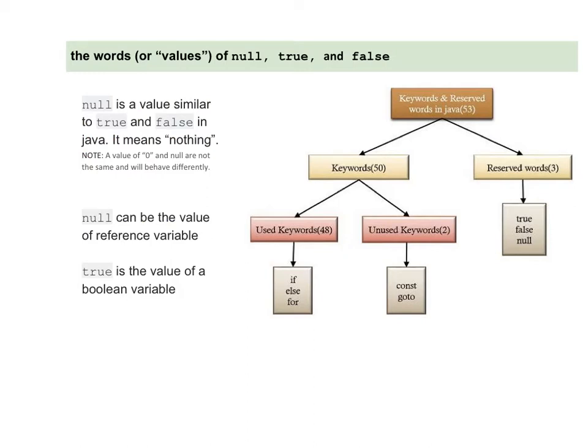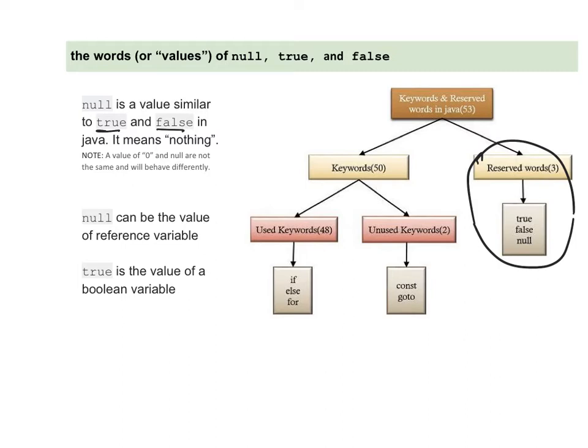So the lesson for today is going to be talking about null strings. So first, let's just think about the word null. The word null is very similar to the words true and false in that true and false and null are considered reserved words, which are words that you're not allowed to use as names of variables or names of classes or names of methods. They have special meaning.